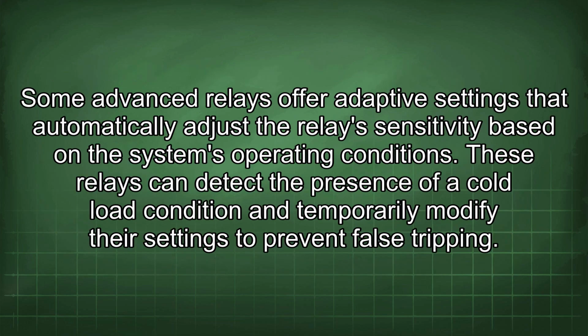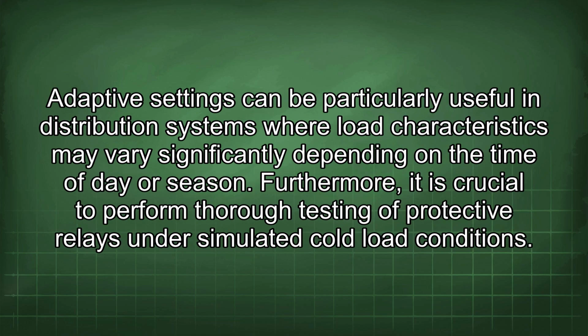Some advanced relays offer adaptive settings that automatically adjust the relay's sensitivity based on the system's operating conditions. These relays can detect the presence of a cold load condition and temporarily modify their settings to prevent false tripping. Adaptive settings can be particularly useful in distribution systems where load characteristics may vary significantly depending on the time of day or season.